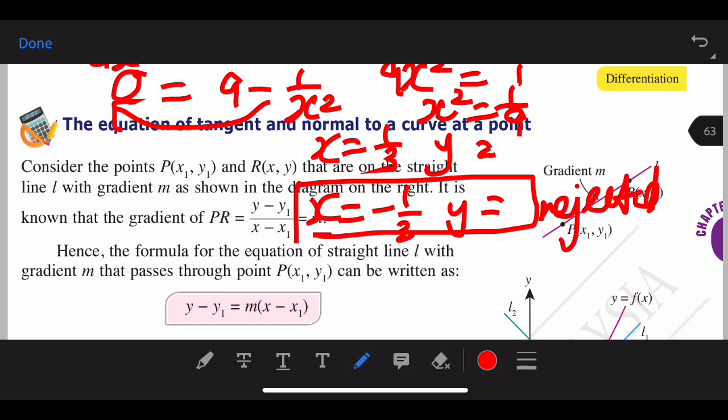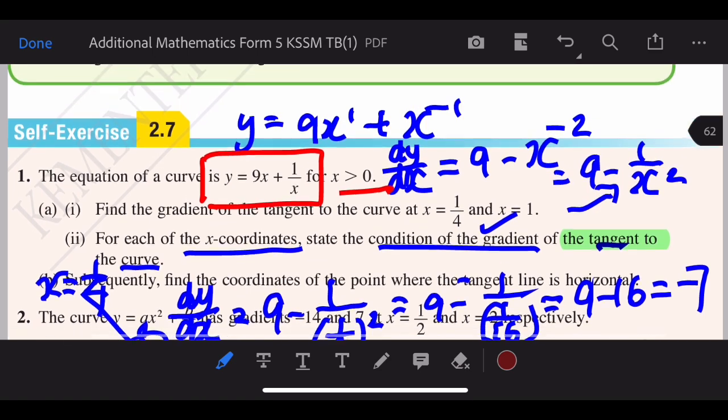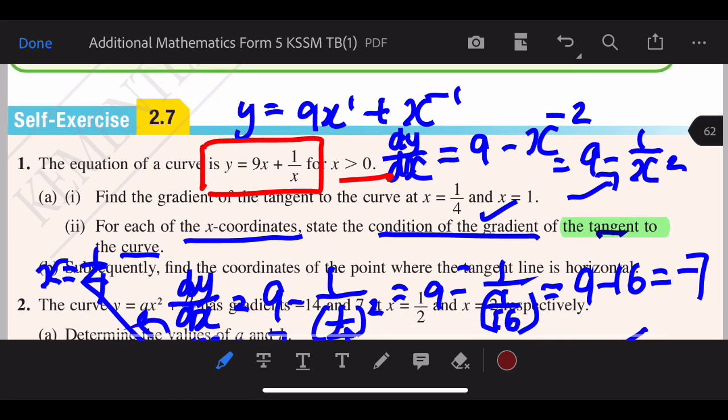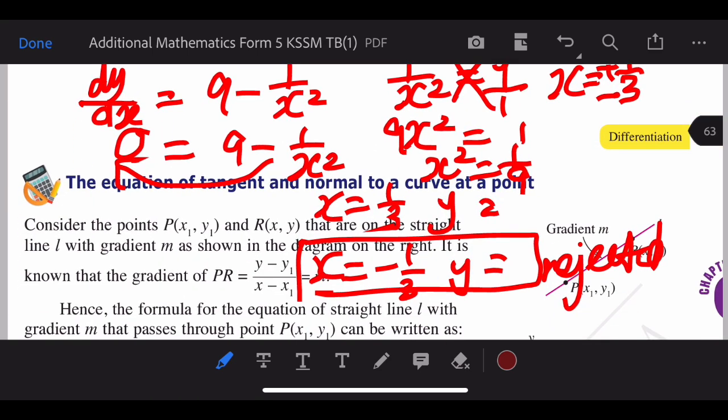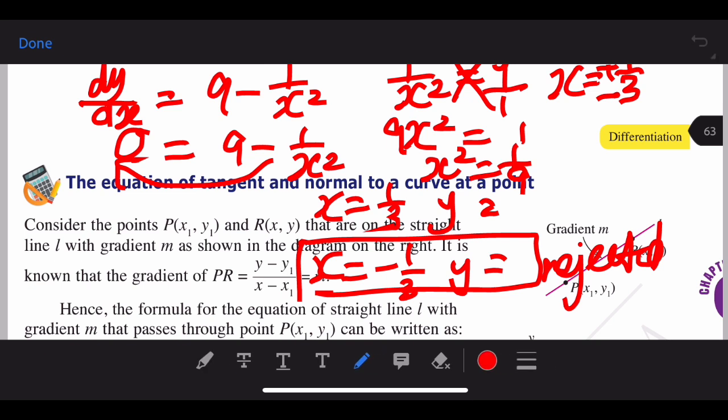Okay, so now we need to find the y value, which is 9x plus 1 over x. So we'll just substitute, it will be 9 times 1/3, plus 1 over 1/3, right?